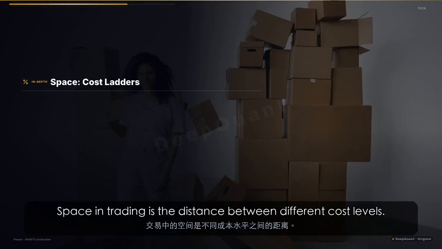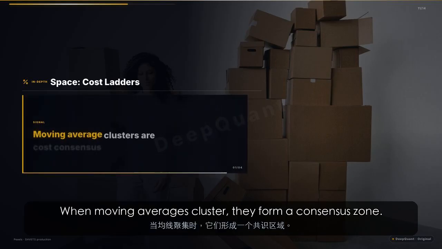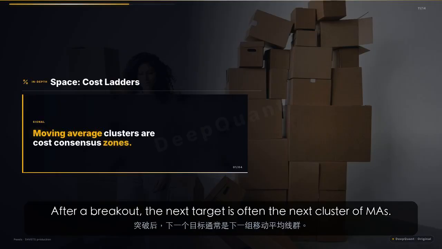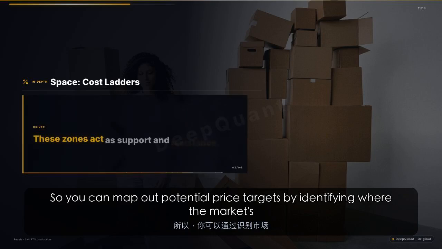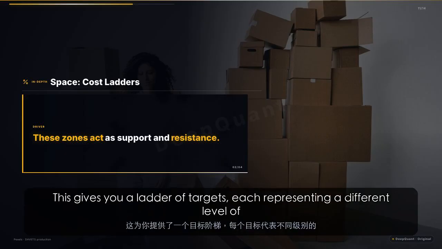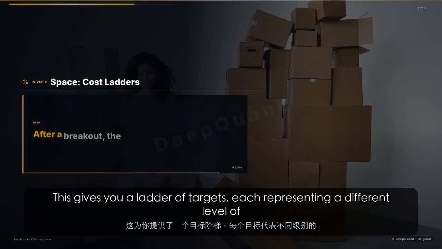Space in trading is the distance between different cost levels. When moving averages cluster, they form a consensus zone. That zone acts as support or resistance. After a breakout, the next target is often the next cluster of MAs. So you can map out potential price targets by identifying where the market's average cost has previously converged. This gives you a ladder of targets, each representing a different level of cost agreement.